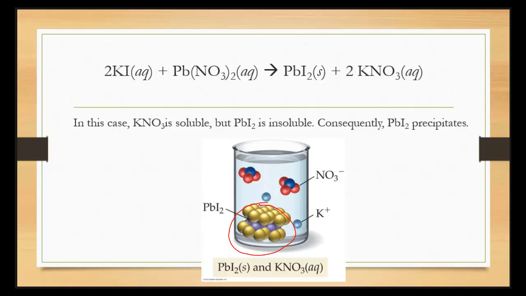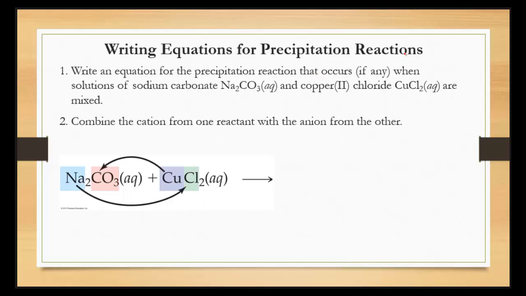But here we see lead iodide is insoluble, which means it gets a solid next to it, an S. Potassium nitrate is still in solution, it's soluble, so it still has the AQ. So let's go through these step by step.